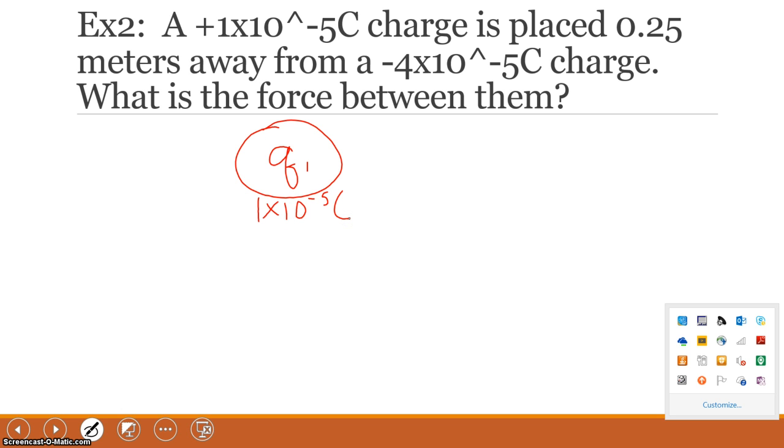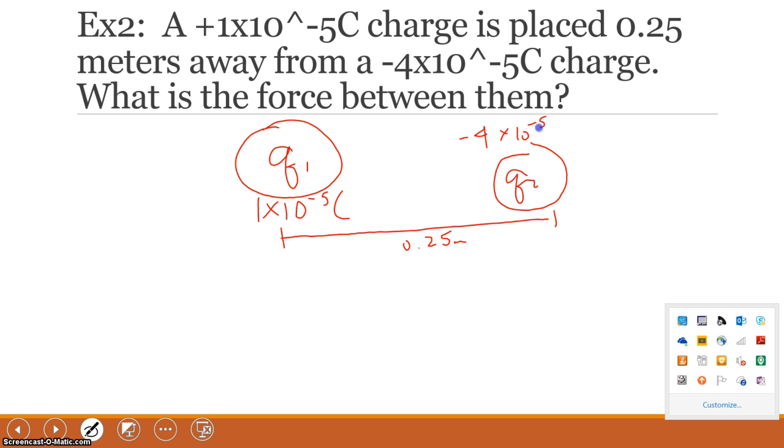Is placed 0.25 meters away from Q2. Another charge, which is negative 4 times 10 to the negative 5 coulombs. And the question is, what is going to be the force attracting them? Because they would be attracted. Positive and negative attract.